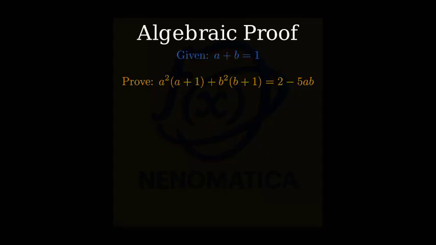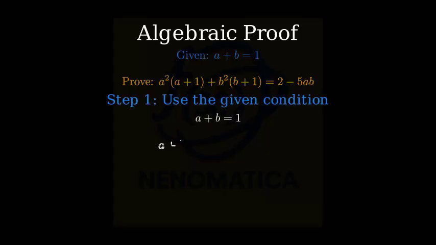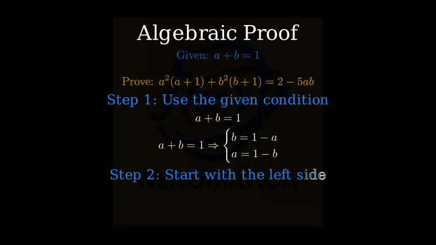Let's start by understanding what we know. We're given that a plus b equals 1. This means that we can express b as 1 minus a, or alternatively, a as 1 minus b. Now, let's look at the left side of the equation we want to prove. We start with a squared times a plus 1 plus b squared times b plus 1.